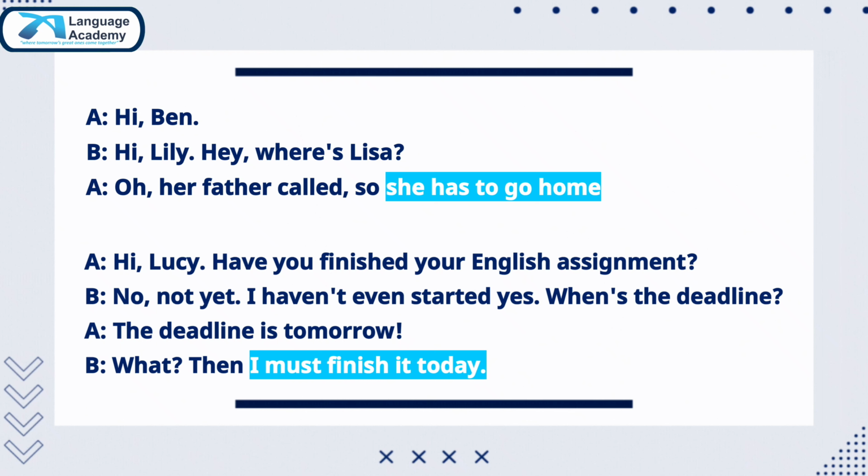Okay, so in that sentence, Lucy said, then I must finish it today. I must finish it today. Berarti saya harus menyelesaikannya hari ini. Like that. That is the expression of necessity there. I must finish it today. Next, let's take a look at an example of the lack of necessity.